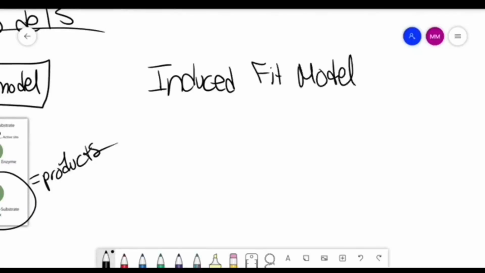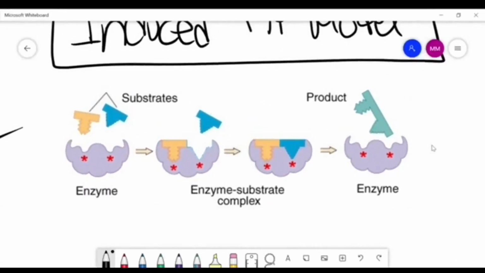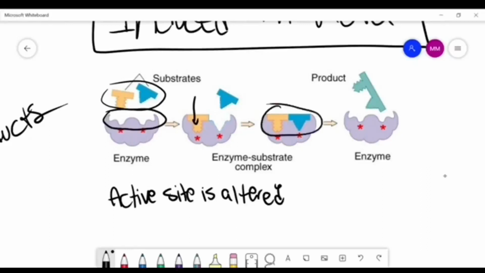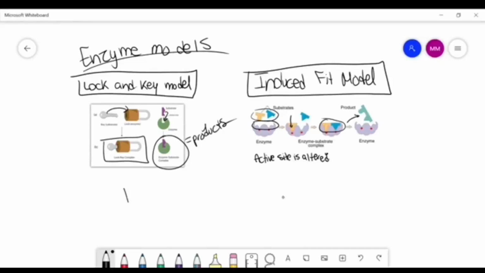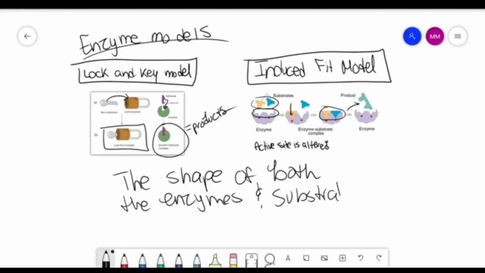The other model is the induced fit model. In this case, the substrates and the enzymes don't initially seem to fit. However, the enzyme changes its shape to accommodate the substrates, and so the active site is altered, and so a product can be made. In both of these cases, whether it's the lock and key model or the induced fit model, the shape of both the enzymes and the substrates is what allows them to react and function.